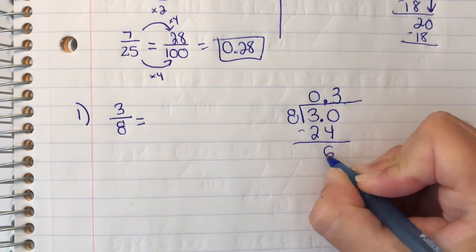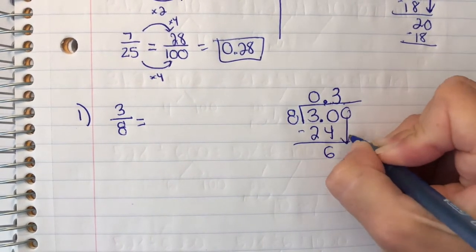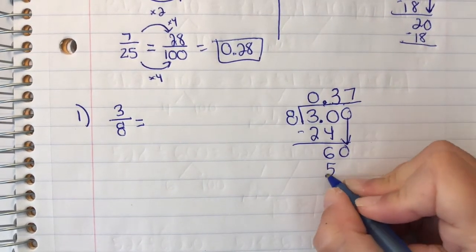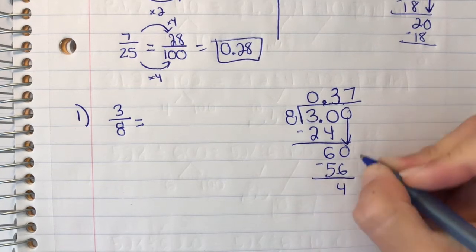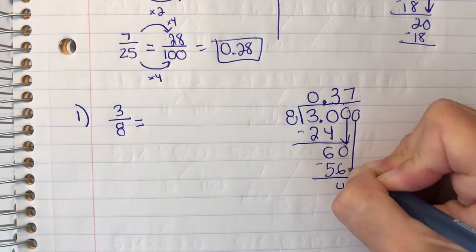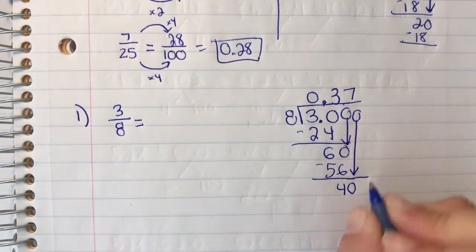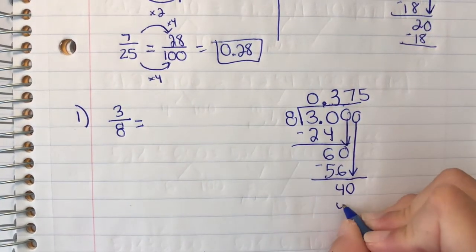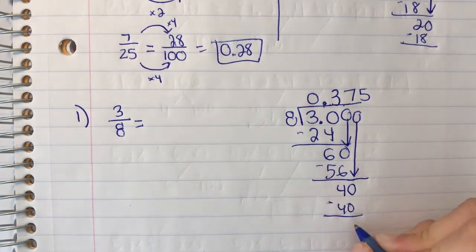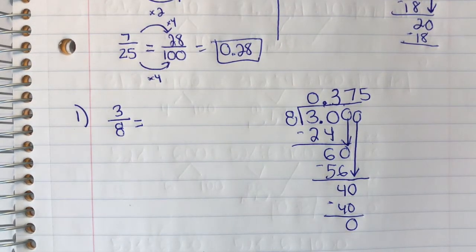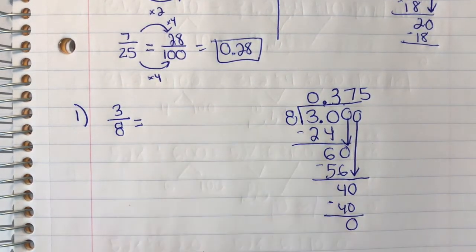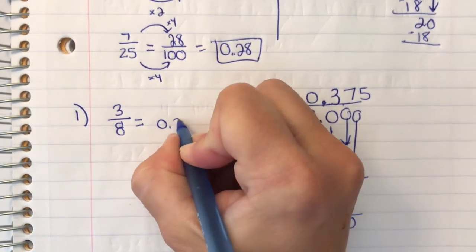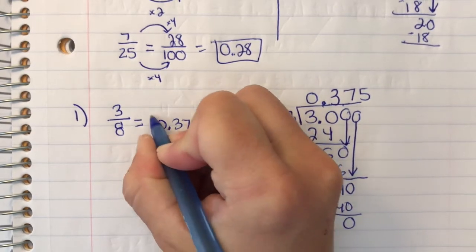I'm going to subtract, add another 0, bring it down. 8 goes into 60 7 times. We get 56. We subtract. We're not done yet because we want to solve it all the way out, so I'm going to add another 0 and bring it down. 8 goes into 40 5 times. And now when I subtract, I get a 0, and I'm done. So 3/8 as a decimal is 375 thousandths.